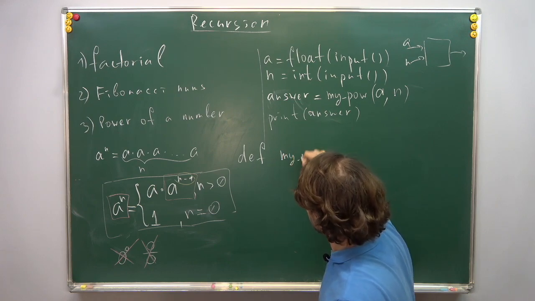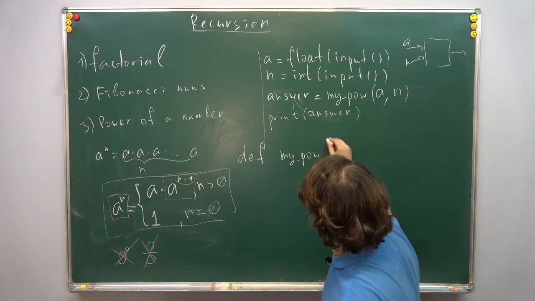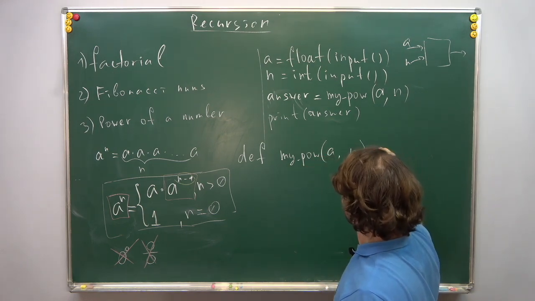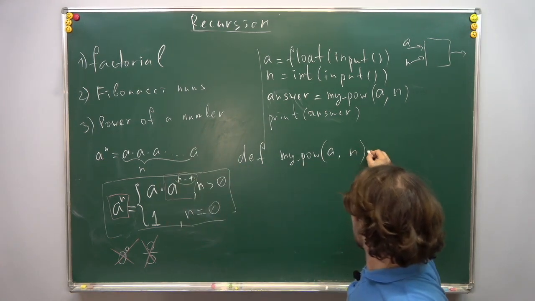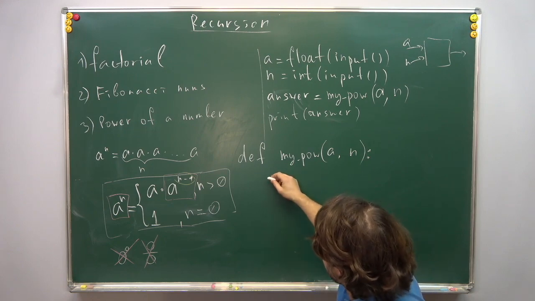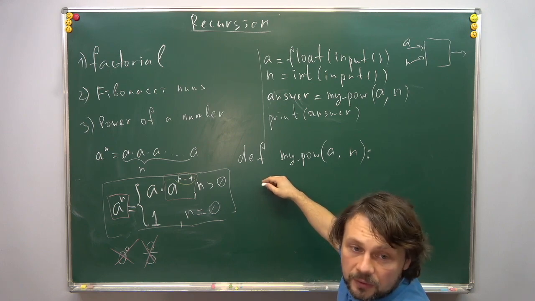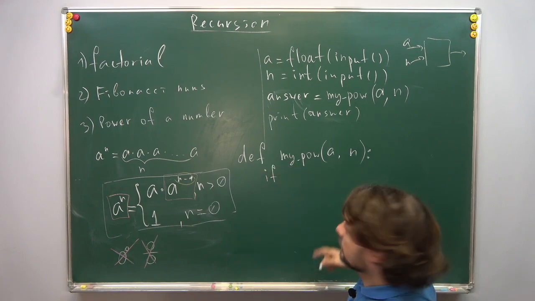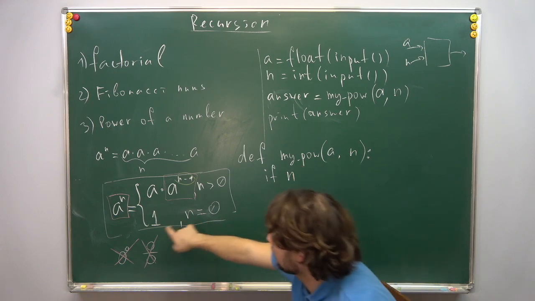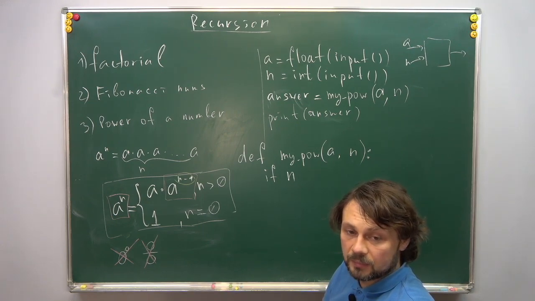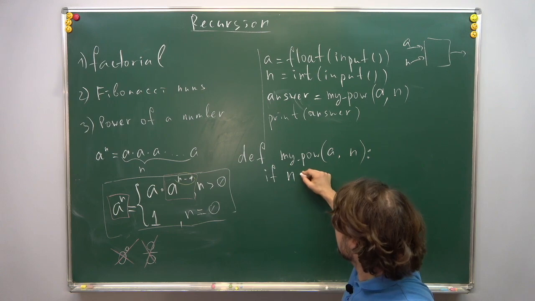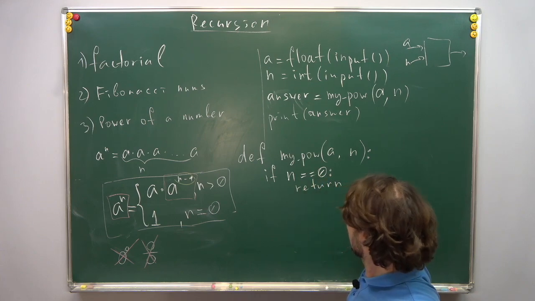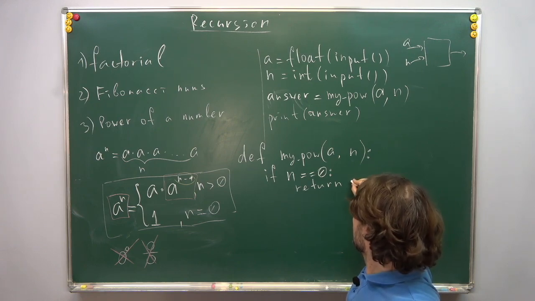Function my power, here a is a float of course, and n is an integer greater than 0. It can be documented, but I will not do this because I'm lazy now and in a hurry. So I want to differentiate these cases. First of all, I need to check what n is. Let's start from the simplest case, the final case of recursion. If n equals 0, then just return, what should be returned? Let's return 1.